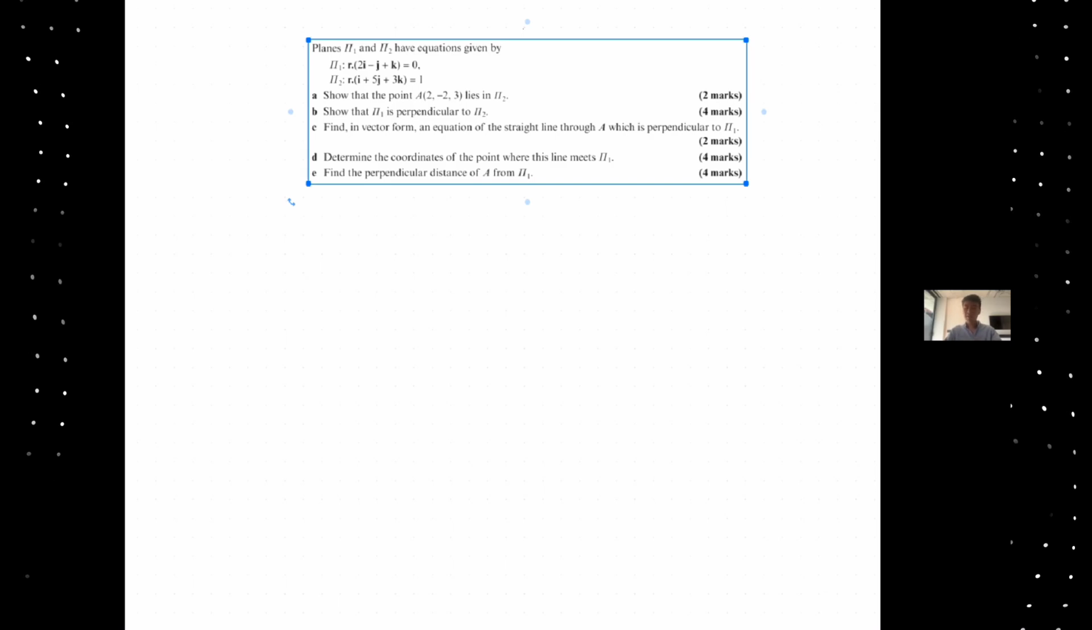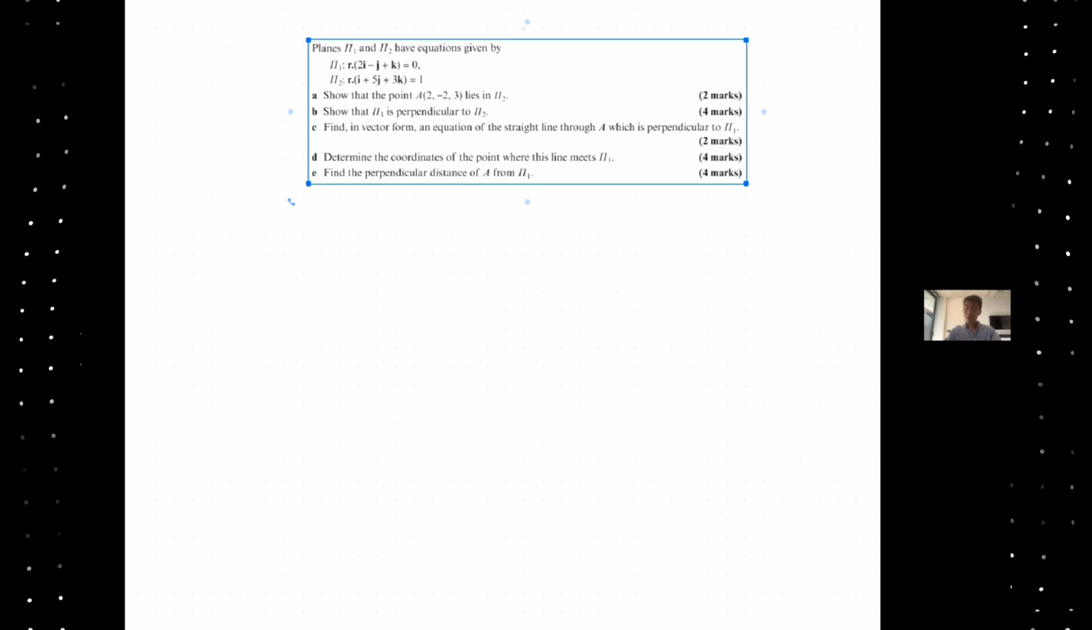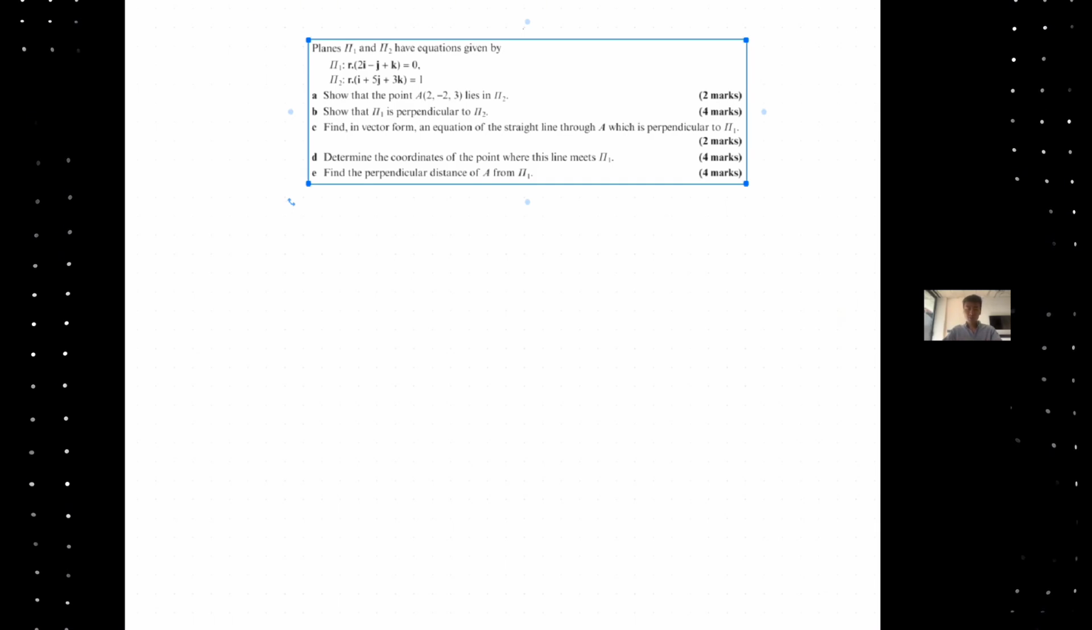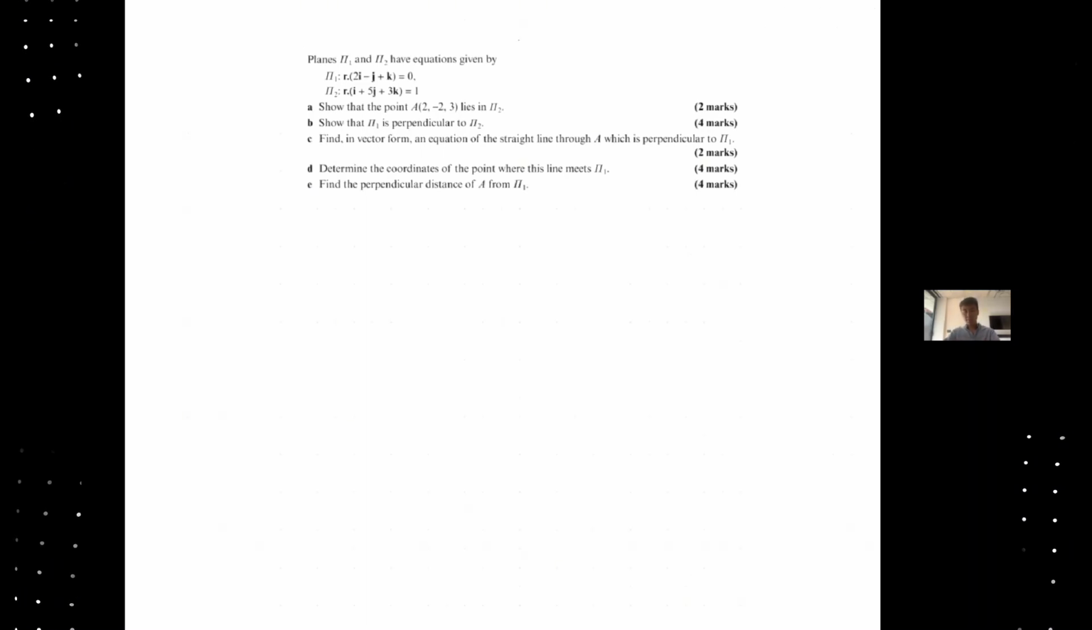So today, I'd like to go through with you two example questions where two planes are perpendicular to each other: how do we know that they're perpendicular, and what do we do with that piece of information. So let's get started. Here I have my first question. We were given the equation of two planes. This is the equation for the first plane, and this is the equation of the second plane. Part A says show that the point A, (2, -2, 3), lies on the second plane.